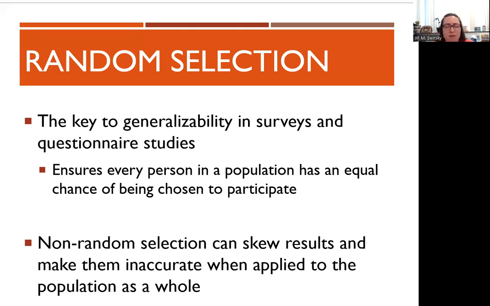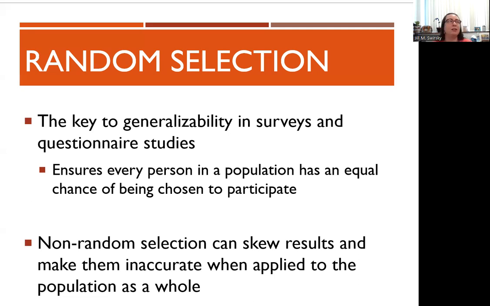What's a better way? We definitely don't want to just stand outside the door and hand out surveys. A better way would be to toss all 100 names into a hat and pull 25 out at random. This way, because the population is 100 employees, each one of them has an equal chance of being chosen because I'm just tossing all of their names into a hat. Random selection is important for generalizability.